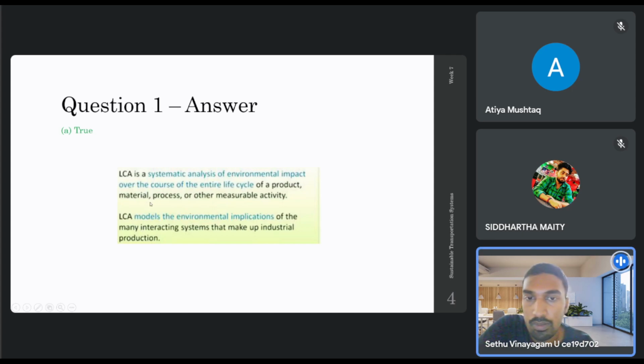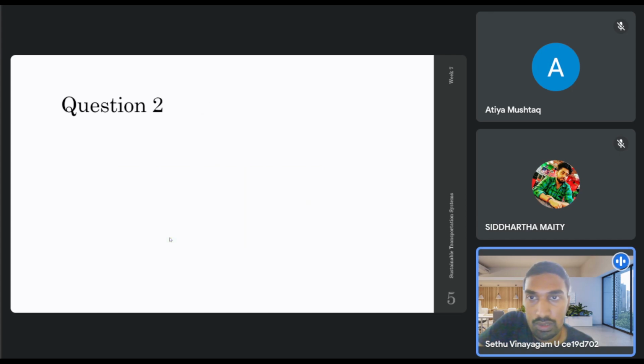Therefore this is one form in which we can assess the environmental impact. This models environmental implications of many interacting systems that make up the industrial production. So we do not look at just the process that we are interested in, and also we see what are the other aspects that are interacting with this. We have to take everything into consideration and come up with a complete model of the impacts that we are making on the environmental systems. Right, so that's the LCA. Okay, so therefore the given statement was correct.